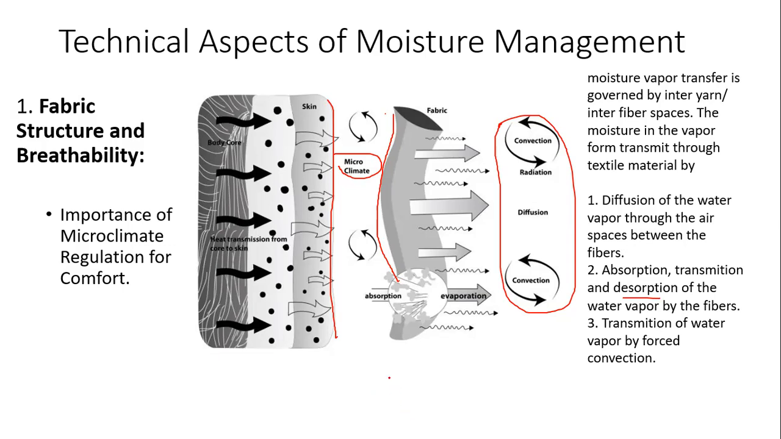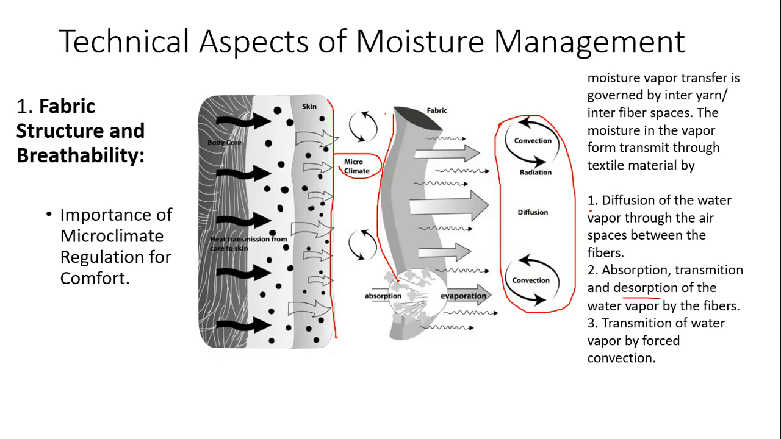Desorption means once it has been absorbed, how fast it can get desorbed. It depends on the molecular forces that you have. The desorption rates will depend on the surface area, how well your moisture is spread, so that every layer of the moisture can get direct contact with the air. Therefore it can get evaporated faster. And then the transmission of the water vapor by forced convection. Convectional forces are very important because they create a concentration gradient between the fabric, your skin, as well as your macroclimate.